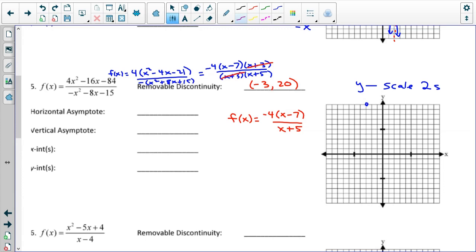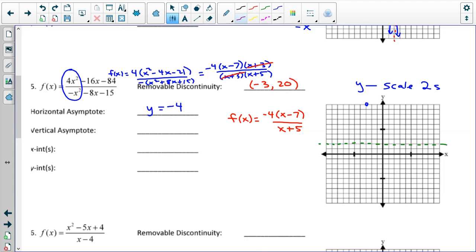The horizontal asymptote is going to be y equals -4. The reason for that is the powers are the same, so I just divide the leading coefficients. 4 divided by -1 is -4. So since my scale is by 2's, I'm going to put something right there.